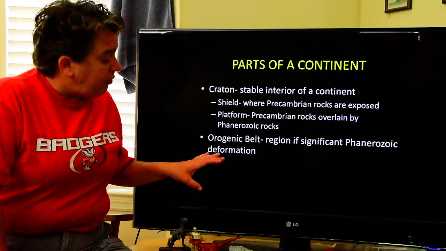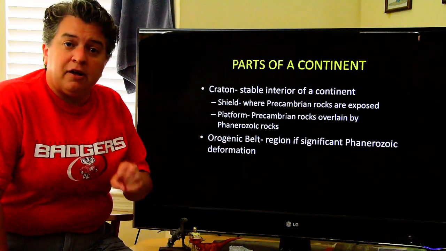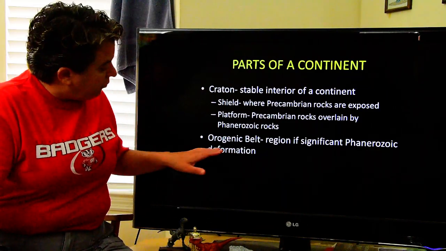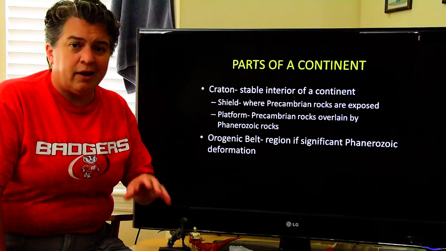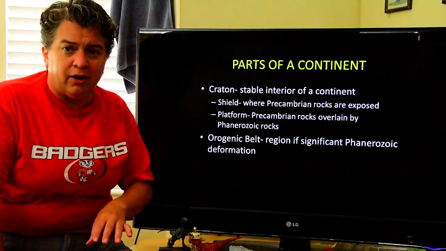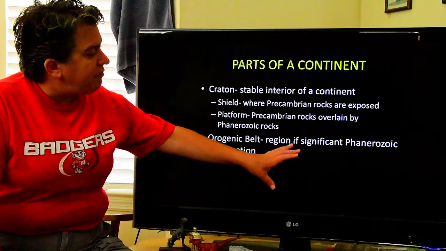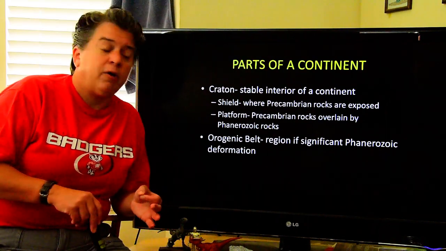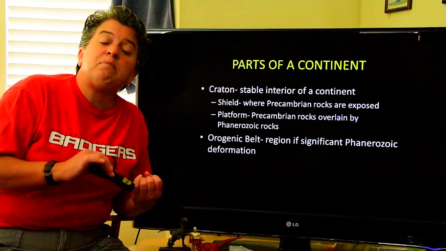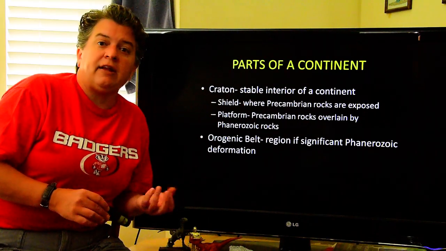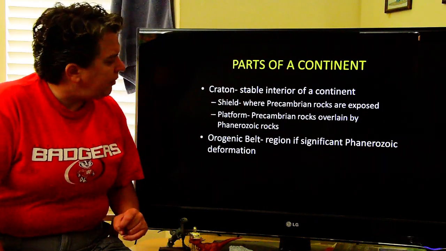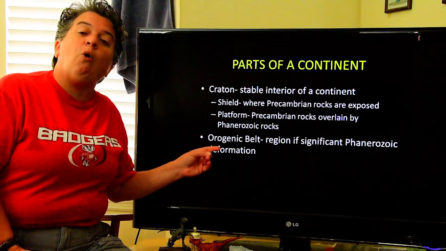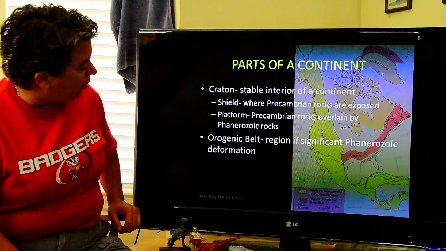And you also have orogenic belts in a continent. Now, some of your older historical geology textbooks might also call these mobile belts. Don't get confused by that. Mobile belt or orogenic belt, basically the same thing. This is a region of significant Phanerozoic deformation. So, a place where we've had significant mountain building events in the last, say, about 500 million years. And remember, orogeny is a mountain building event. That's why we say orogenic belt, same root word there.